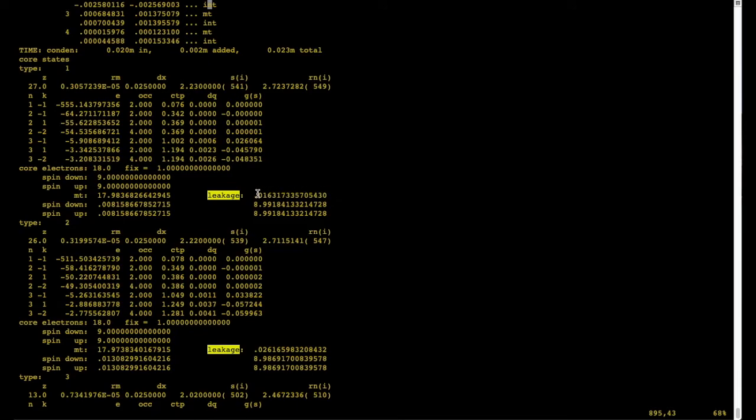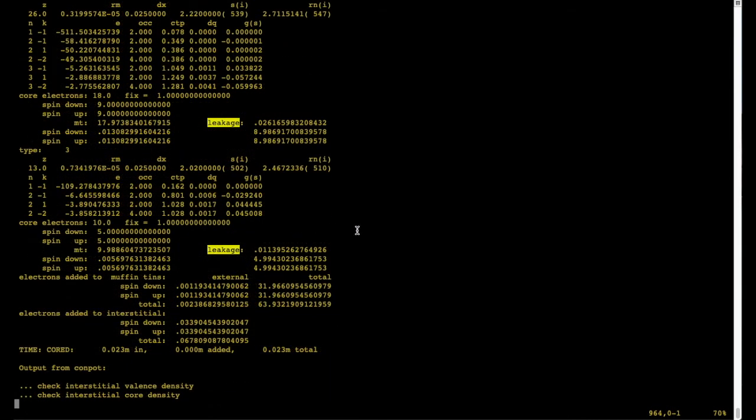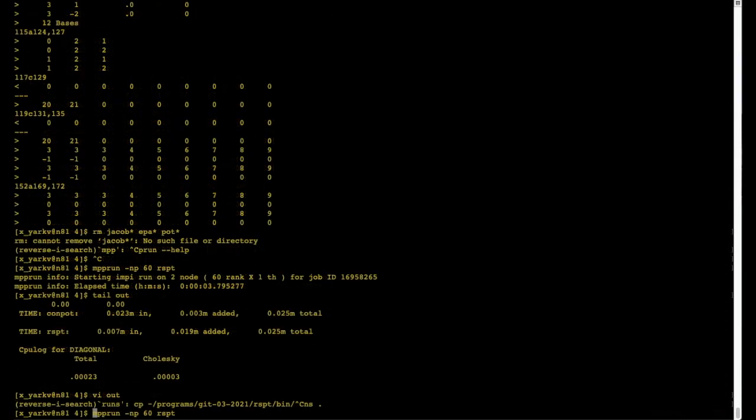So it's 0.016 for cobalt and 0.026 for iron, which sounds like a big number, right? But if we scroll down, we can see that the core electrons of aluminum give a comparable leakage. So these values don't look that large anymore. So what we can do now is converge this calculation down to some decent value.